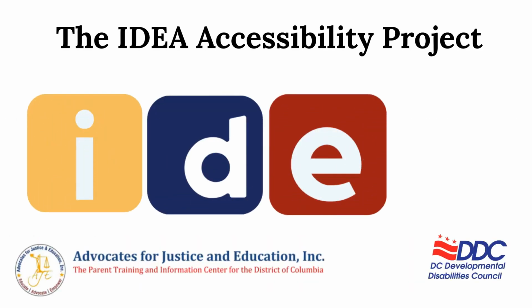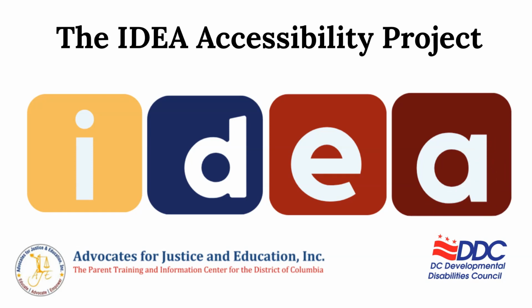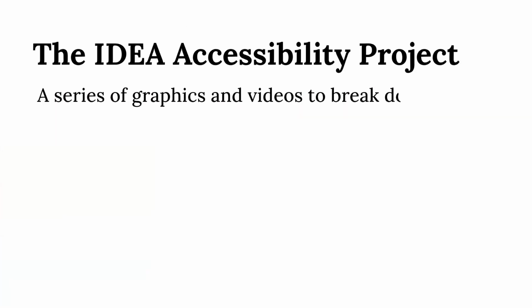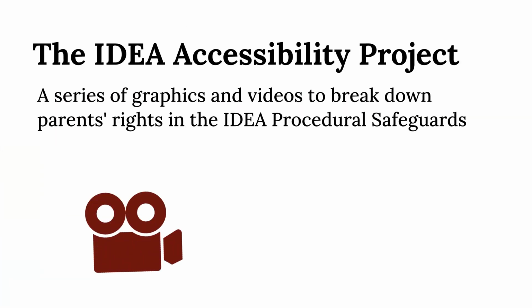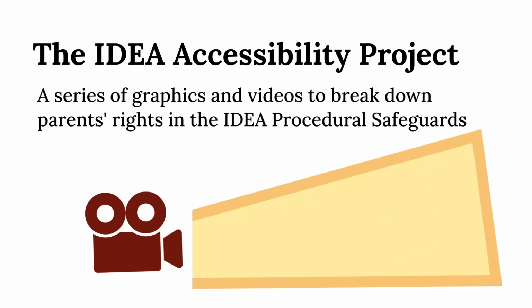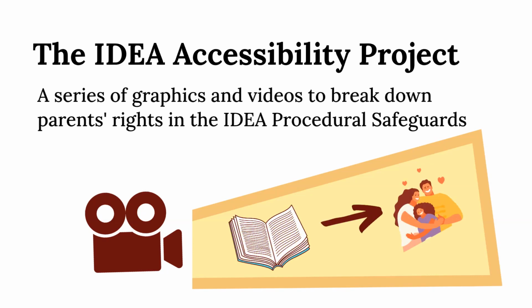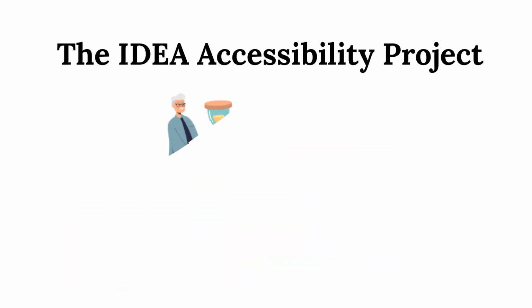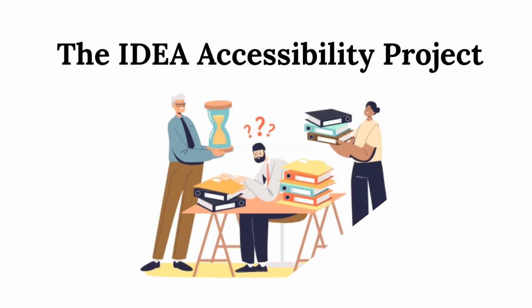So, what is the IDEA Accessibility Project? This project consists of a series of graphics and videos meant to break down parents' rights that are listed in the IDEA Procedural Safeguards, turning many pages of paperwork into understandable content for parents. Parents and caregivers of a child with a disability will receive the procedural safeguards when their child is first referred to be evaluated or when you first request an evaluation.